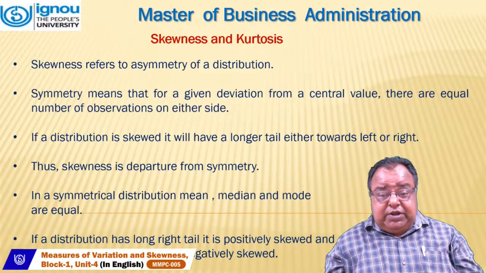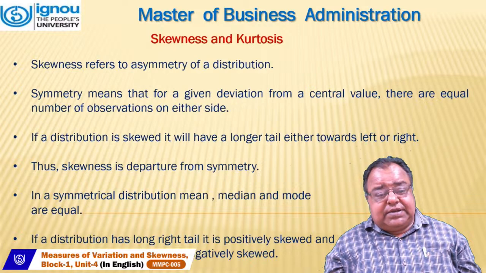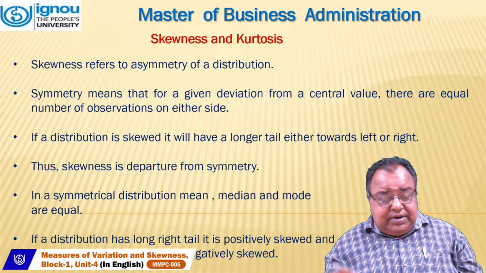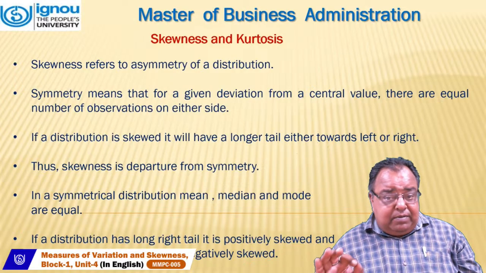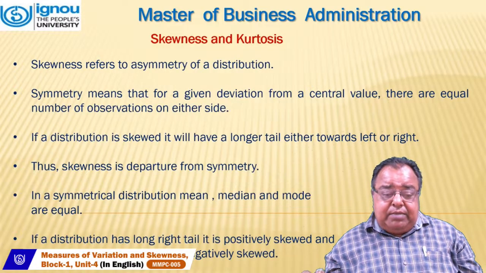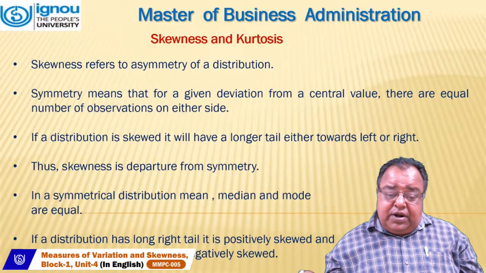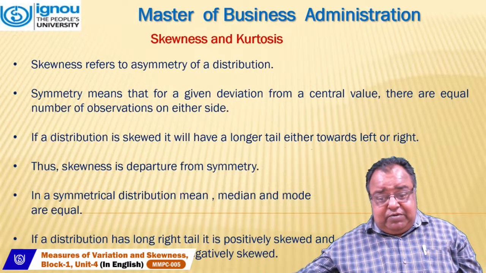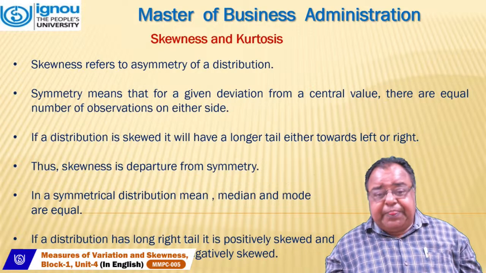If a distribution is skewed, it will have a longer tail either towards the left or towards the right. Thus, skewness is departure from symmetry. In a symmetrical distribution, mean, median, and mode are equal. This is one of the most important parts. Remember, in a symmetrical distribution, all three values are equal. If a distribution has a long right tail, it is positively skewed, and if it has a long left tail, it is negatively skewed.